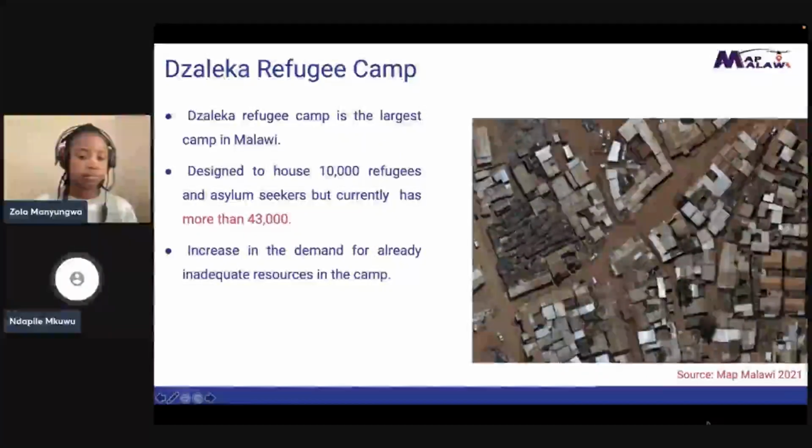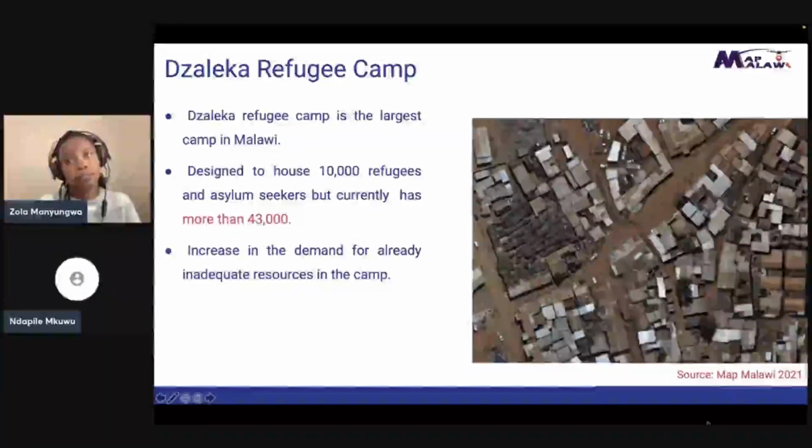Okay, so why did we choose the Dzaleka refugee camp? I'm just going to give you a brief history of Dzaleka. Dzaleka is one of the largest refugee camps here in Malawi. It was established by UNHCR in 1994 in response to forcibly displaced people in different parts of Africa. Initially it was supposed to house 10,000 refugees, but as we're currently speaking, it is housing more than 43,000. And this in itself means that the resources that were already there don't cater for all the needs because of the increase of population.